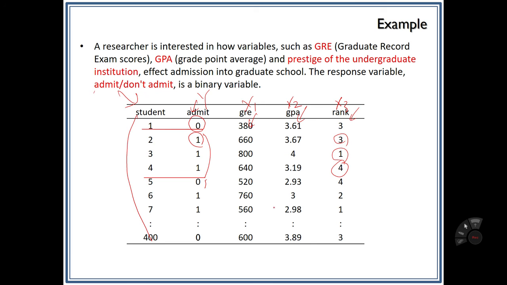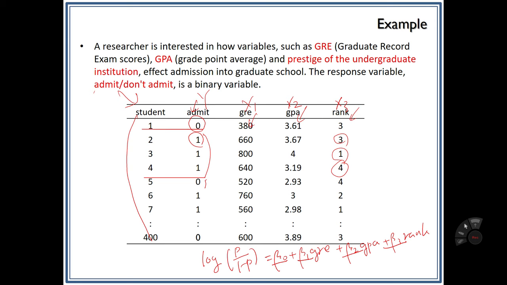So from this, what we want to do is find this model: log of p over 1 minus p equals beta 0 plus beta 1 times GRE plus beta 2 times GPA plus beta 3 times rank. We want to find this model, which means we want to find these 4 regression coefficients by maximum likelihood estimation.